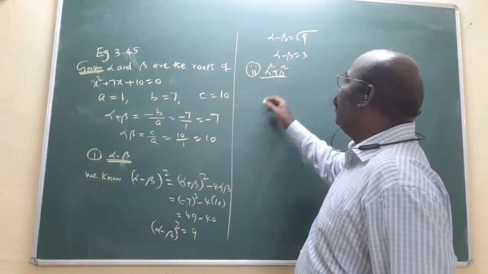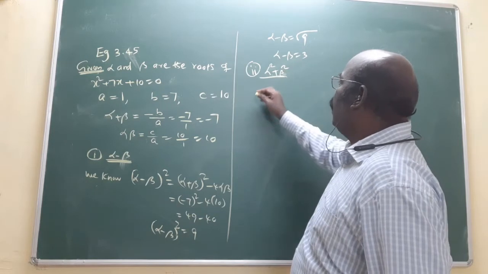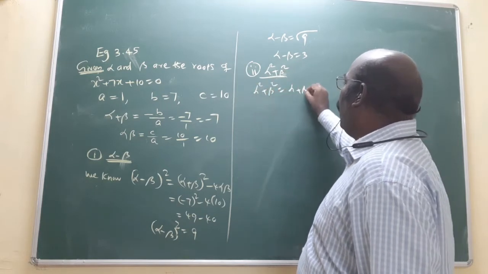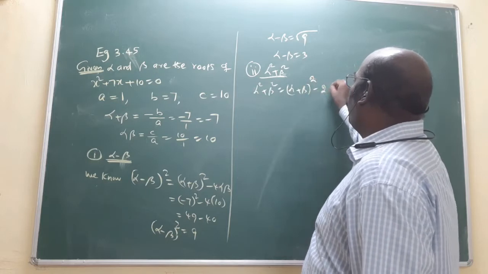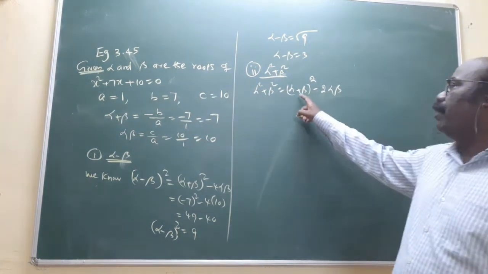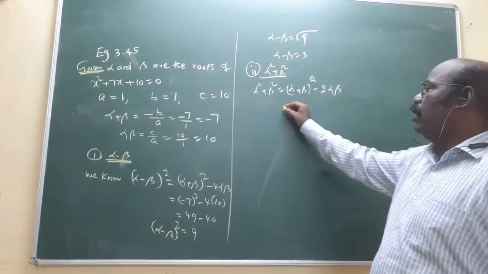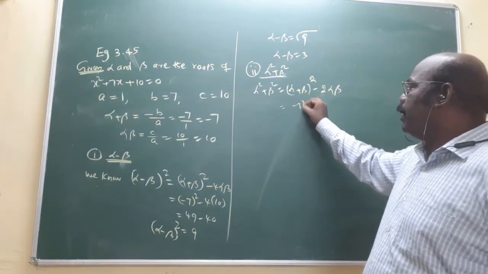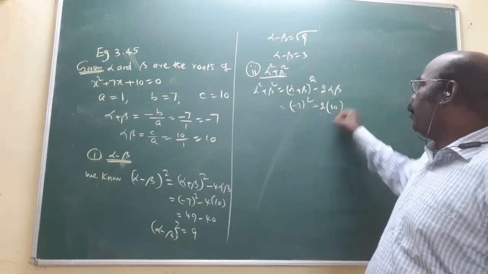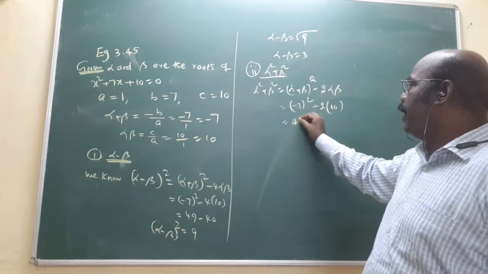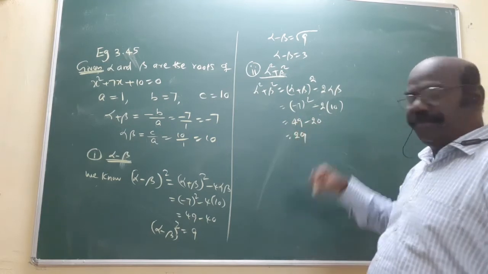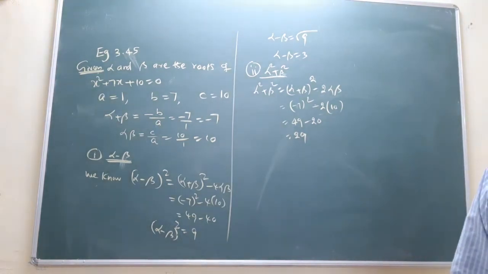Now we have the formula. Alpha square plus beta square equals alpha plus beta whole square minus 2 alpha beta. This is the formula. Because we know the value of this one and this one, substitute again: minus 7 whole square minus 2 into alpha into beta, which is 10. So 49 minus 20, that is 29 is the answer. Second subdivision over.